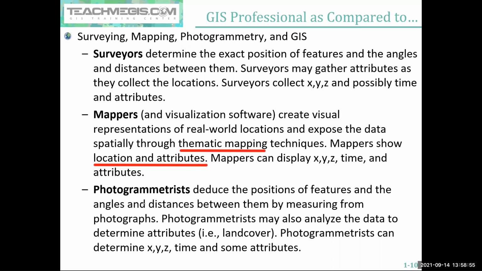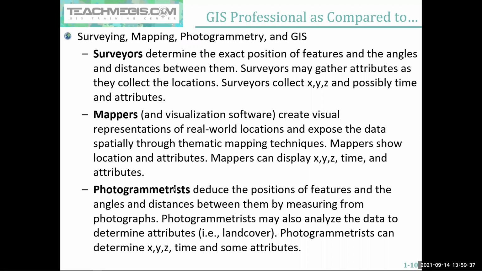Photogrammetrists, now they're a special group too. They deduce positions of features and the angles and distances between them by measuring from photographs. Photogrammetrists may also analyze the data to determine attributes like land cover. So photogrammetrists can determine XYZ, time, and some attributes. And a subset of photogrammetrists are called image analysts, right? Image analysts look at aerial photos and satellite images and interpret what's on the ground. But again, they're different from GISers. Now, GISers may perform some or all of these duties too.